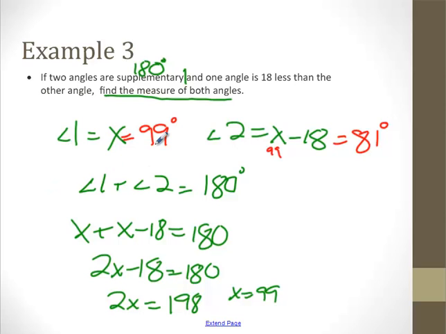My two angles, 99 and 81, are 18 apart from each other, and they're supplementary. So remember, when we're going through this, take your time, read the angles, double check that you're looking at the appropriate angle, and set up your equations based on the vocab that we talked about: supplementary, complementary, linear pair, adjacent, and vertical angles.